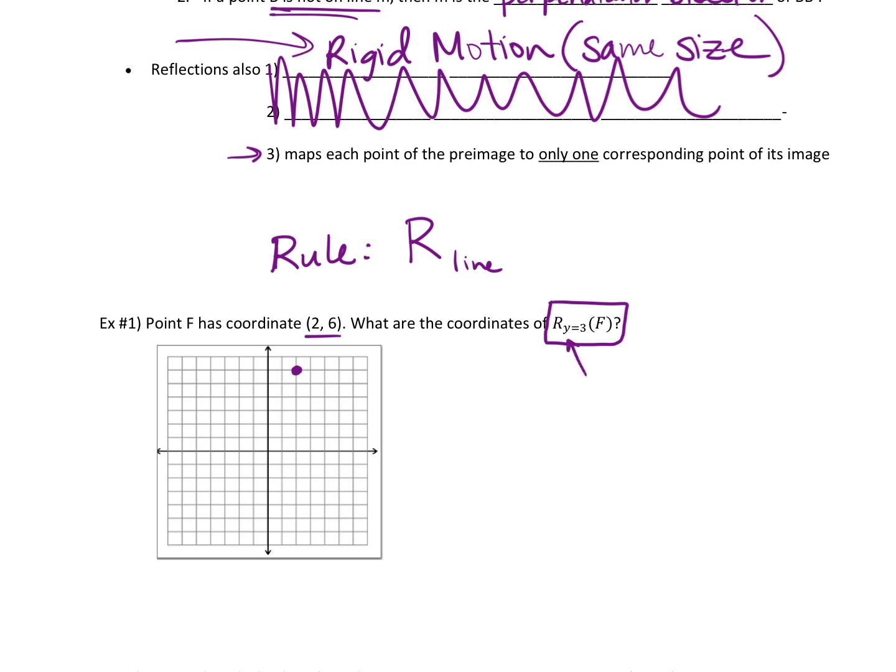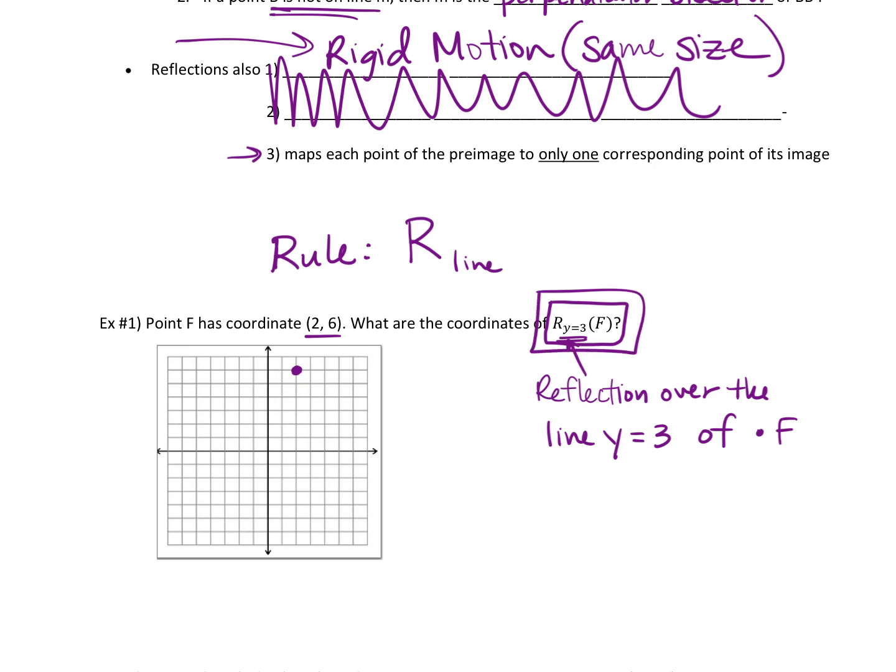The way you would say this is a reflection over the line. Well, you have to look at what we're reflecting over, though. You're saying the y-axis, right? But this is a little different. So this is a reflection over the line y equals 3 of point F. Okay, that's what this means. So when you see that, think capital R reflection, and then what did I reflect over?